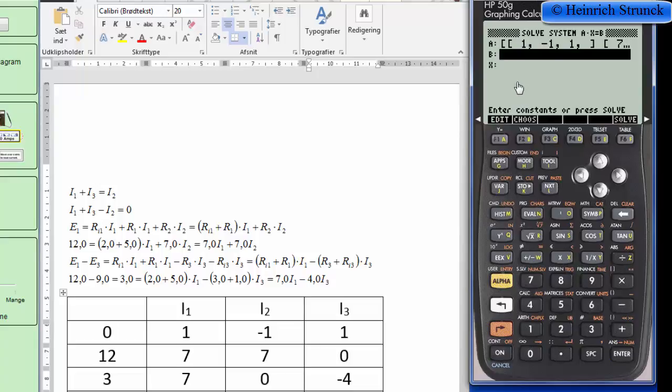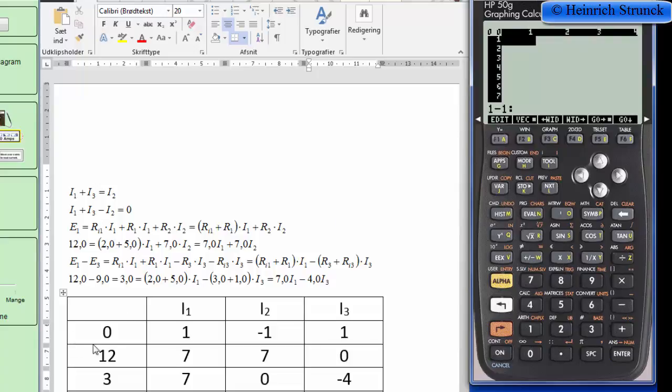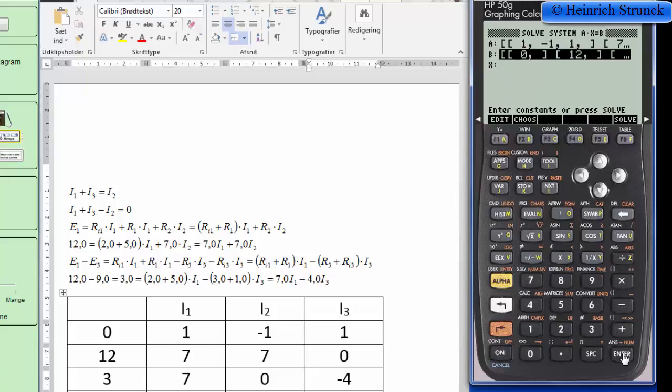Use the arrow to go down to B matrix and edit B matrix. We have the numbers 0, 12 and 3 to put in the B matrix. They have to be in the same column, so we just key in 0, enter, and again use the arrow to go down to the left, and 12, enter, and 3, enter. That's the B matrix. We press enter again to exit the B matrix and go down to the X matrix and press solve.